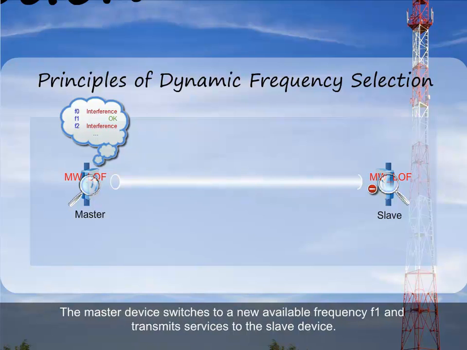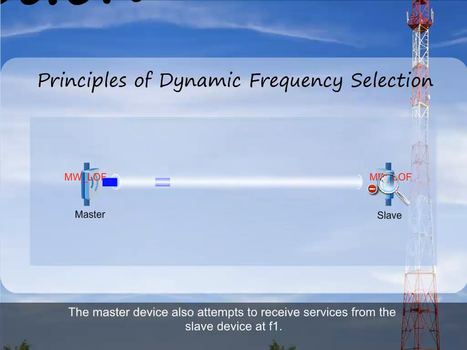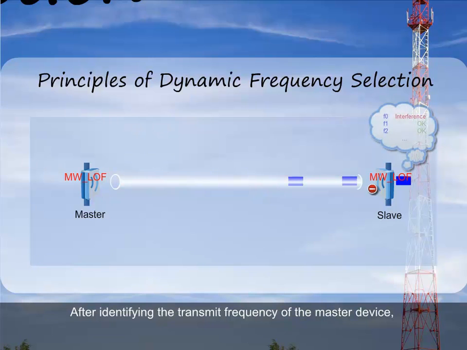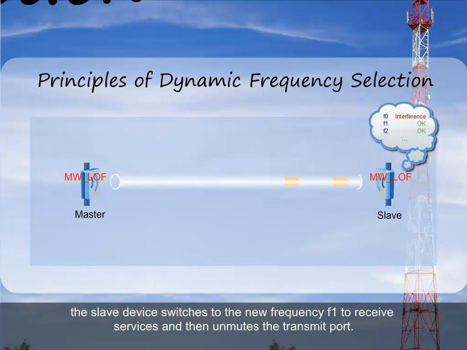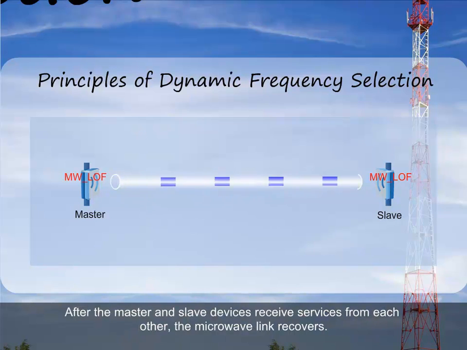The master device switches to a new available frequency F1 and transmits services to the slave device. The master device also attempts to receive services from the slave device at F1. After identifying the transmit frequency of the master device, the slave device switches to the new frequency F1 to receive services and then unmutes the transmit port. After the master and slave devices receive services from each other, the microwave link recovers.